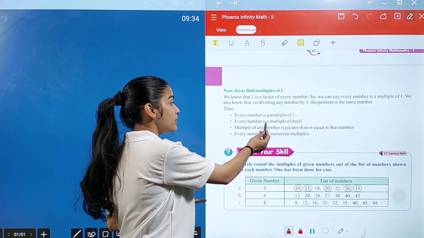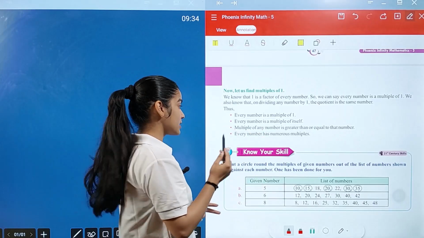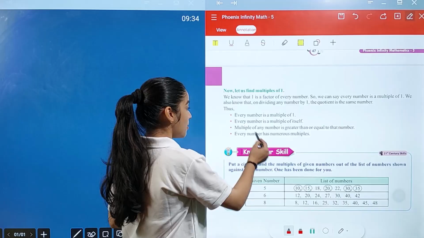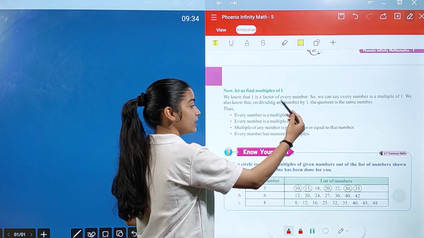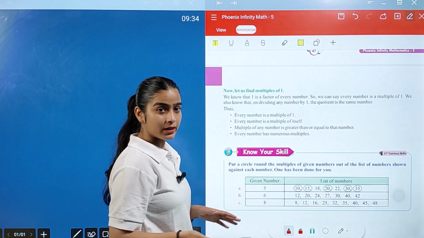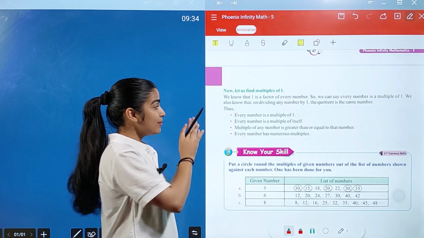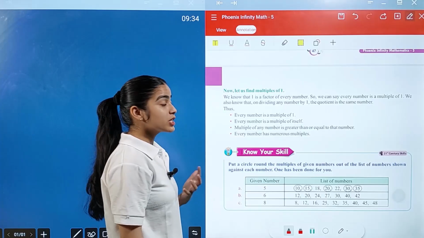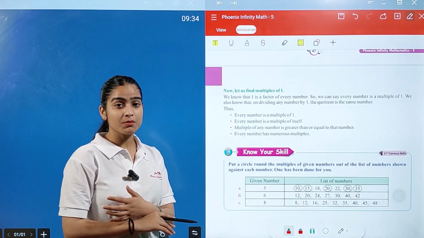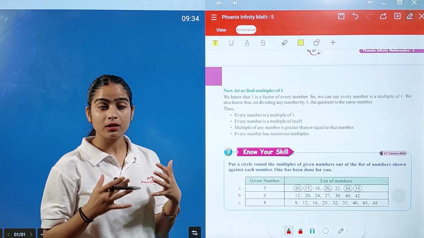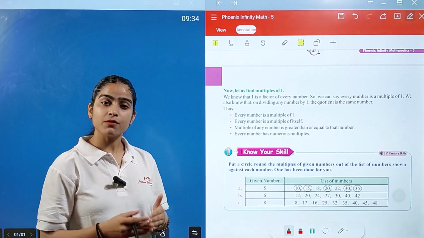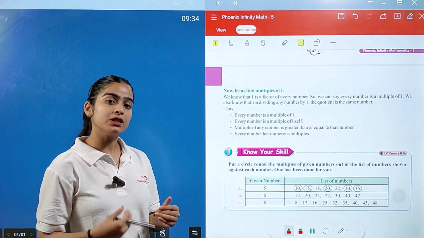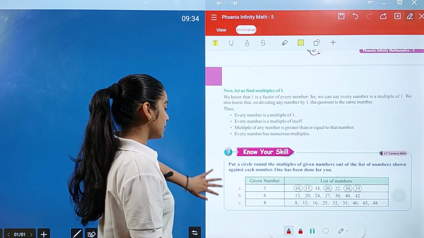Every number is a multiple of itself, the same thing which we learned in factors. A multiple of any number is greater than or equal to that number. In factors we have smaller or equal; in multiples, we have greater or equal. Every number has numerous multiples. Numerous multiples means so many multiples. You can never count them because we have so many numbers. You can multiply a given number with any number to produce its multiple.